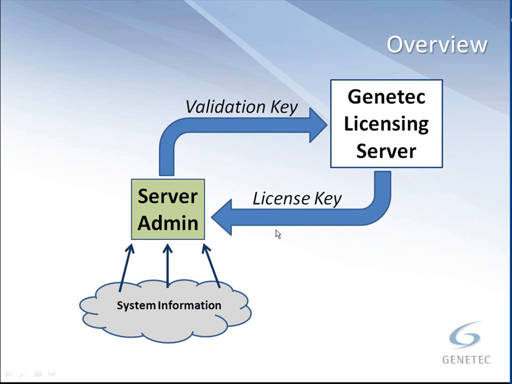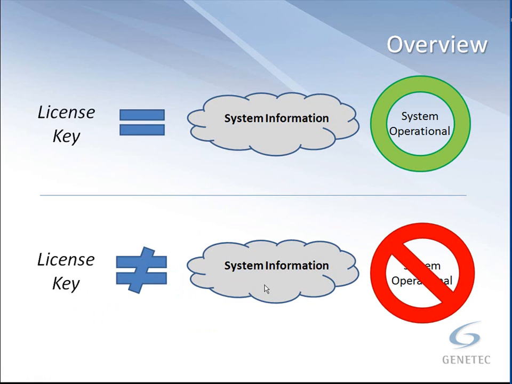Once the license key has been generated and applied to the system in the server admin once again, the software will compare the information it has in the license key with the system that it has been installed on. If the system information does not match the license key information, the software will not think it's on the same PC as it was licensed for, and it won't allow the services for an application to be used.